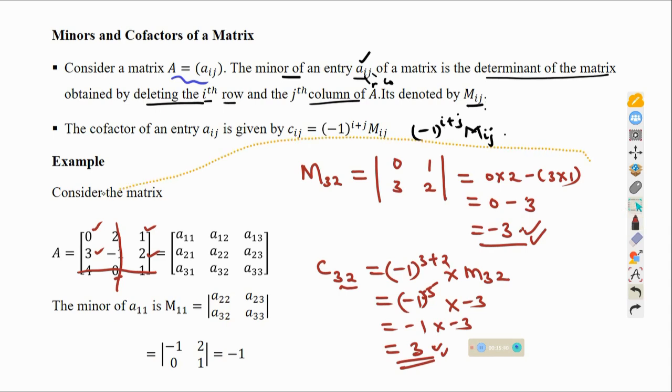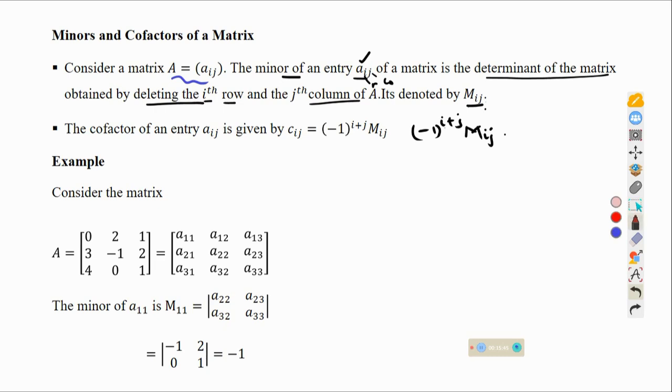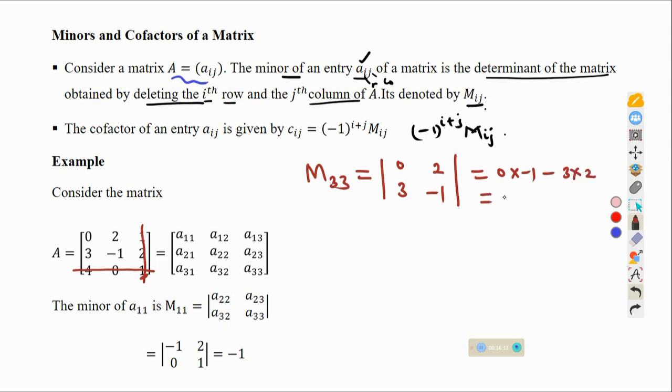And lastly, we shall talk about the minor of 3, 3. We are talking now about this. The minor of 3, 3, we are removing or deleting the third row, third column. When you do that, you will get the determinant of the remaining ones, 0, 3, 2, and negative 1. When you do that, you will get 0 times negative 1 minus 3 times 2. And what will it give? 0 minus 6, which is equal to negative 6.